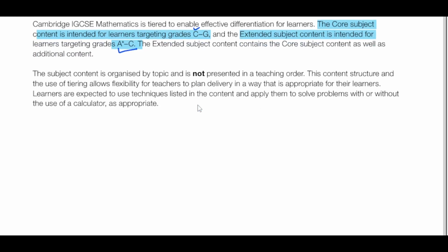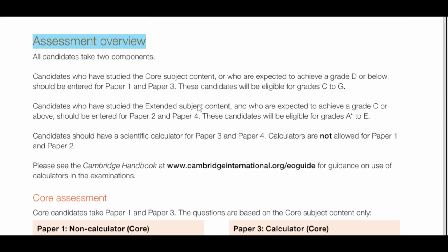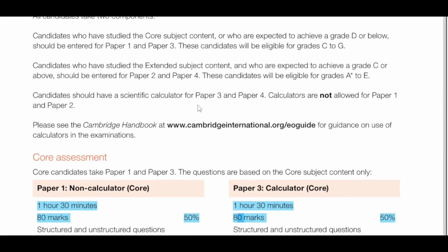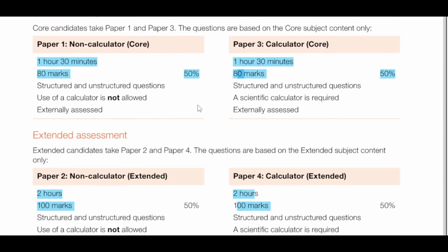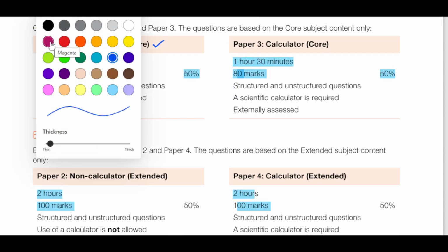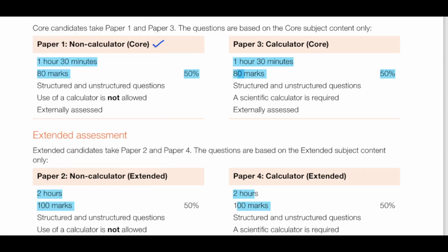So now here, if you see the assessment overview, this is important. They have made the biggest change here as compared to the previous one. Now there will be one paper which is non-calculator. Okay, so you will have one paper without a calculator and one with a calculator, right?